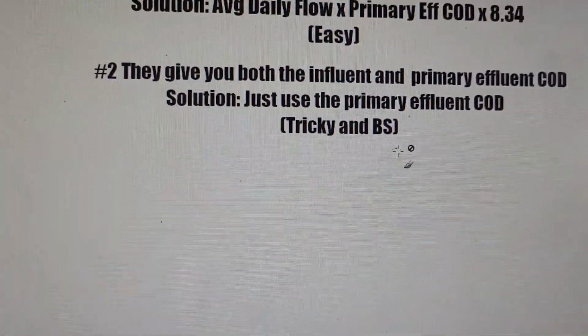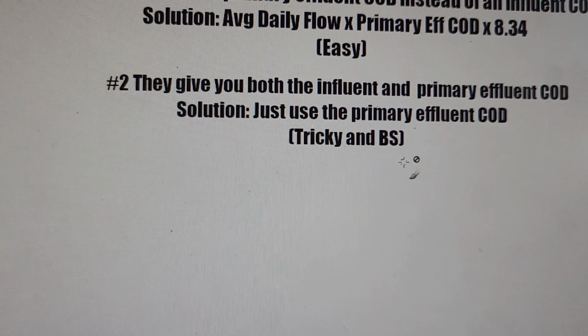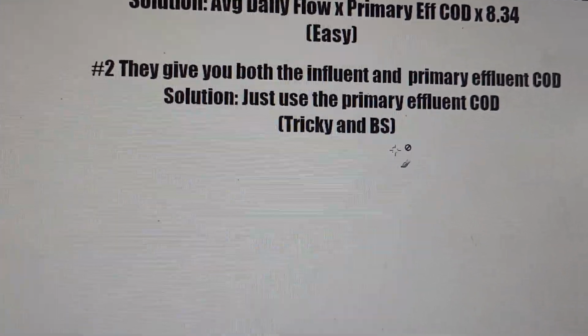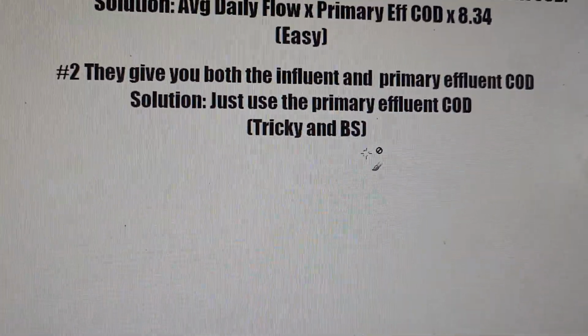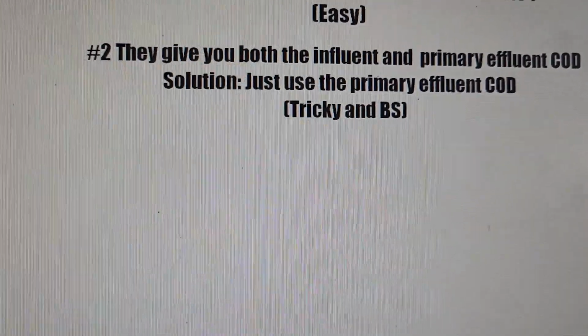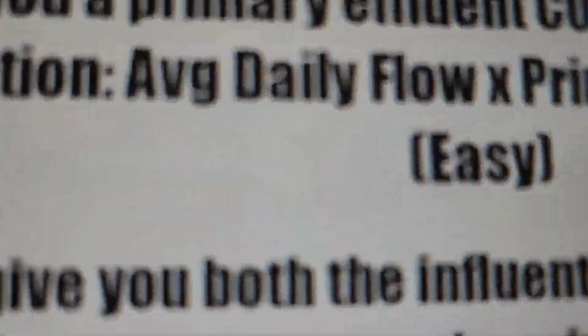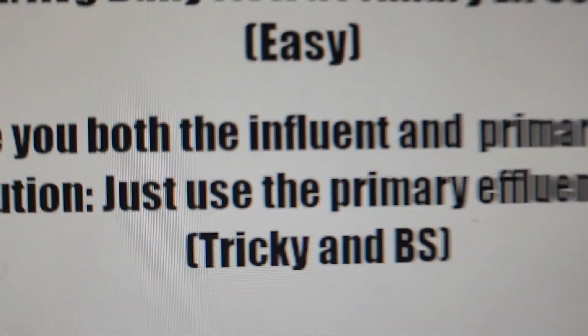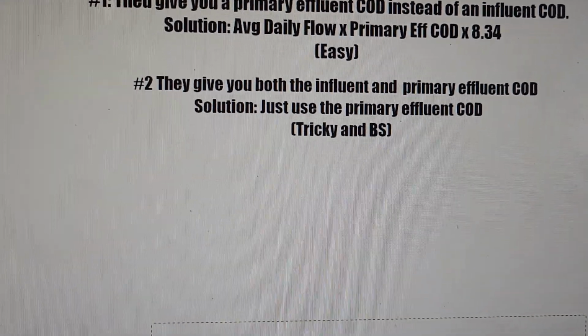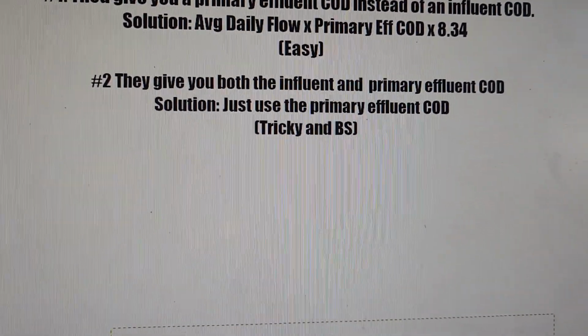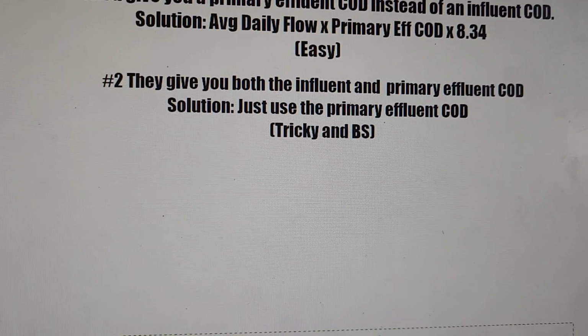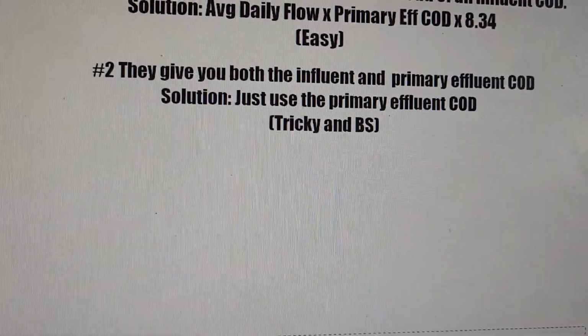I'm trying to just get my certificate and put it on the wall, man. Don't try to trick me. Don't give me numbers that I don't need in the problem. I don't need the influent if I got a primary clarifier. That's messed up. I don't like that.